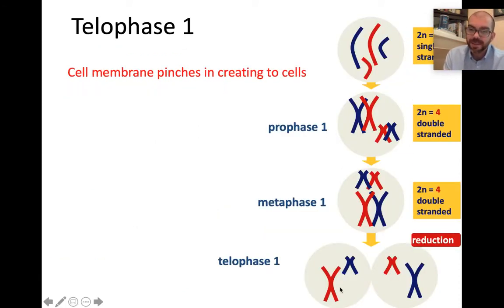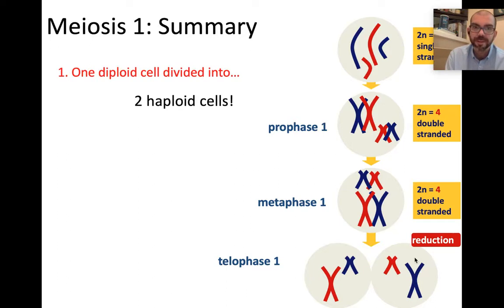Then we get to telophase. With telophase, now each cell has 1 chromosome. Perfect. That's exactly what we wanted. So with meiosis I, we had 1 diploid cell split into 2 haploids.